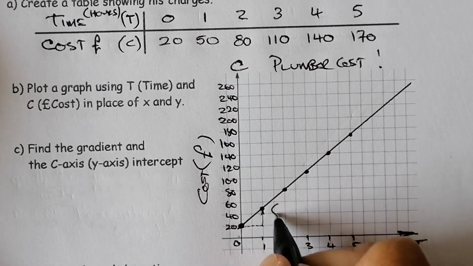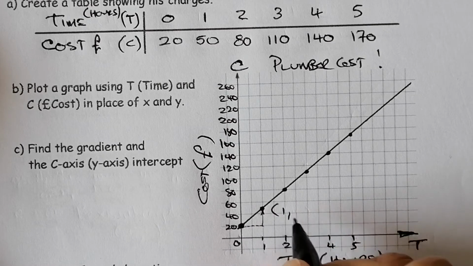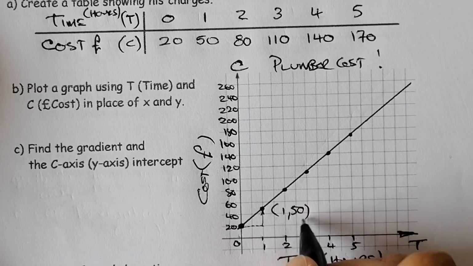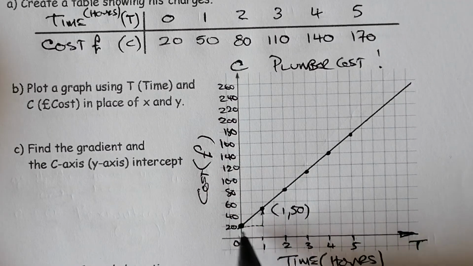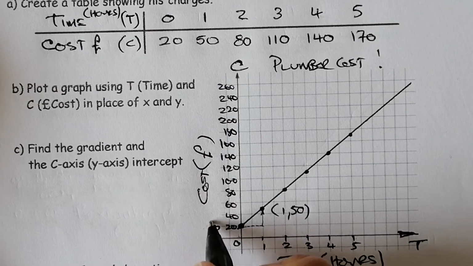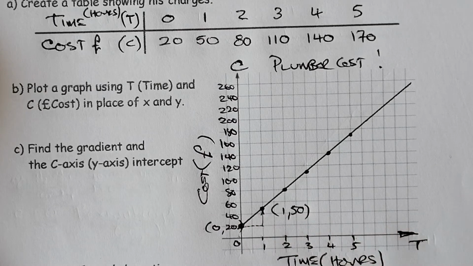What I'm going to do is use that point just to calculate it, just so you can see another way of working that one out. So it was 1, 50, taken from the table up above. This one here is 0, 20. So it was 0, 20, and I'll just use that one as well.